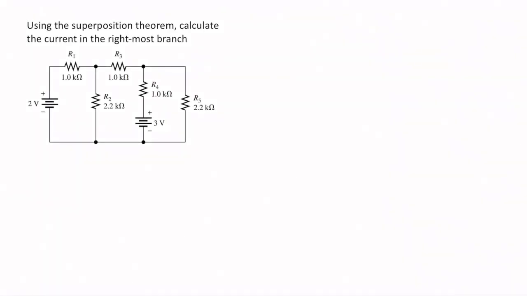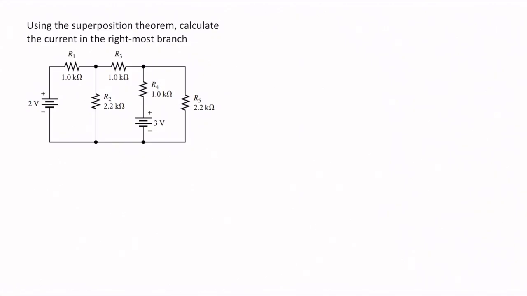Okay, now here is an exercise on the utilization of the superposition theorem. The idea is we want to calculate the current in the rightmost branch, which means that we want to solve for the current through the resistor R5.